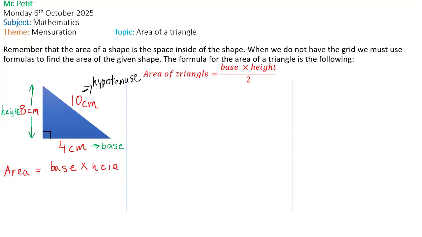Now, some schools teach it as half base times height. Anyone know it like that? But it's the same thing. Base times height divided by 2 is the same thing as half the base times height. Mr. B, can you also do A equals base times height over 2? Yes, that's exactly what we did. Very good question.